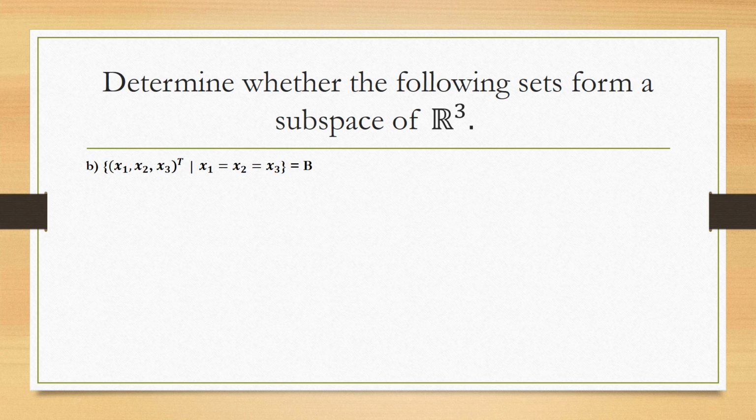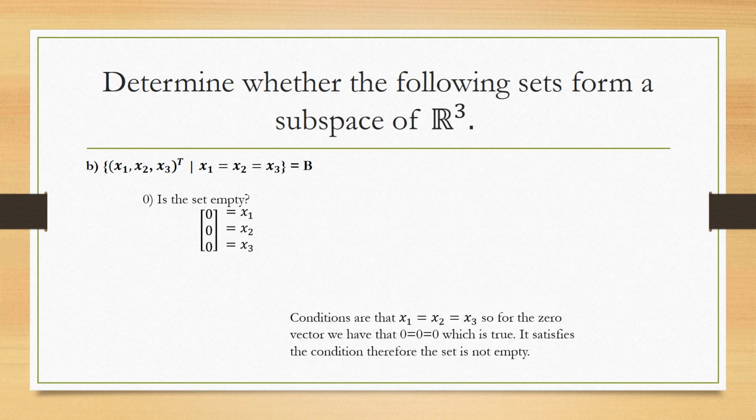Let's start with part B. Later you'll see why. We have the set of vectors (x1, x2, x3) transpose such that x1 equals x2 equals x3. And let's call this set B. First, we should check if the set is empty. If you remember from the definition, we have a non-empty subset and the two conditions. So we basically have three conditions to check. To check if a set is empty or not, we have to check if it includes the zero vector, satisfying the conditions we were given.